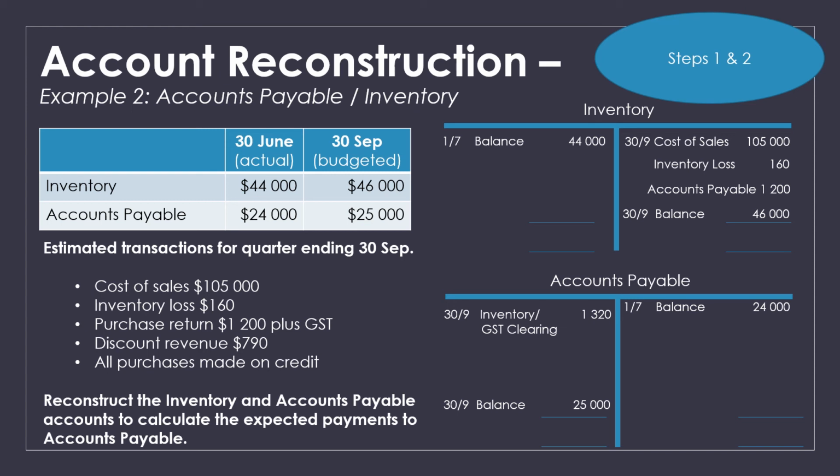Then we have discount revenue, which is a discount that is received from the accounts payable. Because discount revenue reduces the accounts payable balance, this is recorded on the debit side of the accounts payable ledger account. Lastly, we are told that all purchases are made on credit. On this basis, we know that there won't be any cash purchase of inventory.